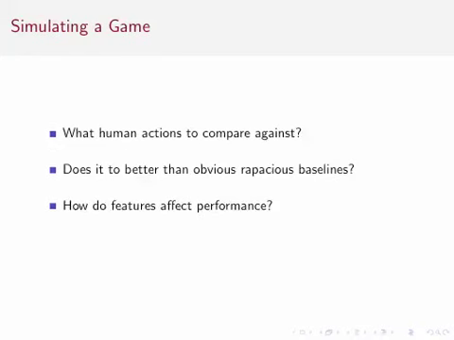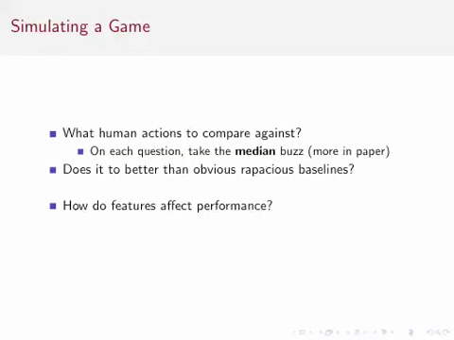Okay, so there are still some outstanding questions. What human actions do we actually compare against? What I'm going to talk about here is taking the median buzz for every question. So a bunch of people answered the question correctly. For every question, you take the median one of those. So that's a relatively strong baseline. Does the algorithm that I discussed here do better than obvious rapacious baselines, where you don't do any of this crazy incremental stuff and just basically have cutoffs? And so yes, the details are in the paper.